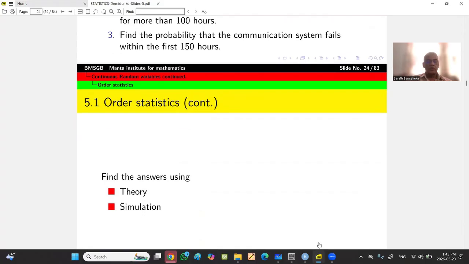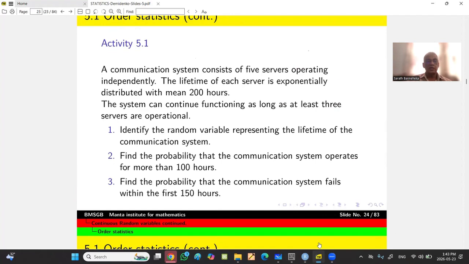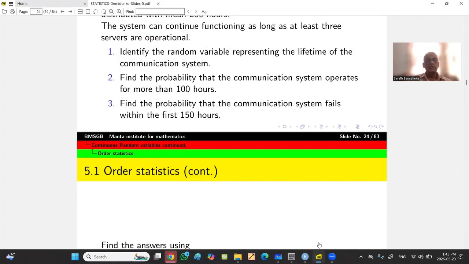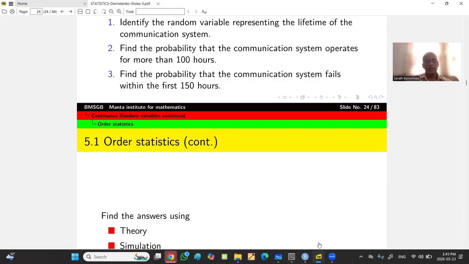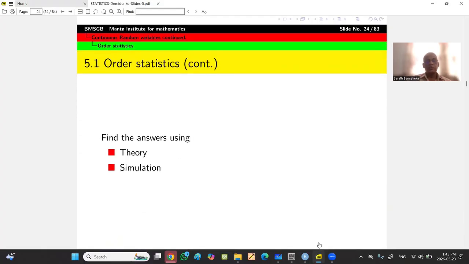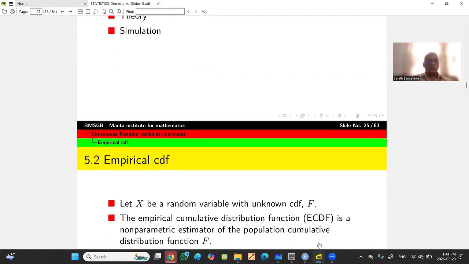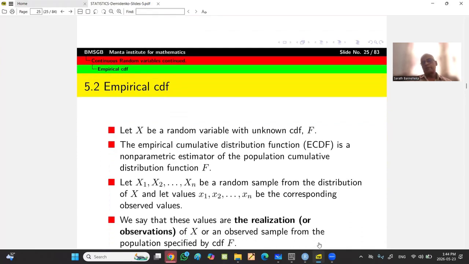See, I'm asking you to find out the answers using theory and also using simulation. It might be difficult for you to find out the answers using theory at this moment. So just leave it for us to do later, using the simulation. Right. So that's the end of that section called order statistics.